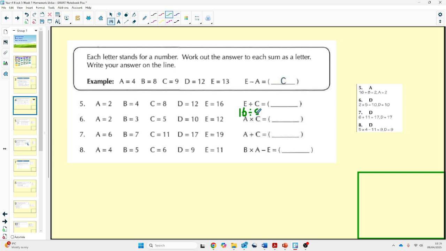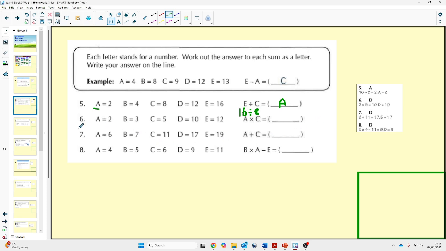And then C represents 8. So if we do 16 divided by 8, we know that we get 2. But rather than writing 2, we're actually going to represent the answer with the letter. So in this instance, it'll be an A because that is equivalent to 2.